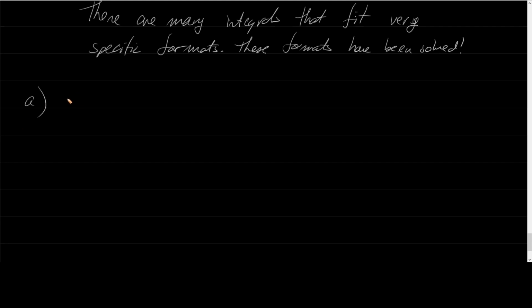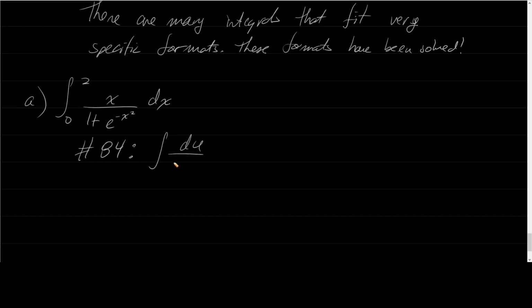So if I have the integral from 0 to 2 of x over 1 plus e to the negative x squared dx. All right. Now, from the table of integrals that's part of this book, there's one that's number 84, written as du over 1 plus e to the u. And this gives us just u minus ln of 1 plus e to the u plus c.